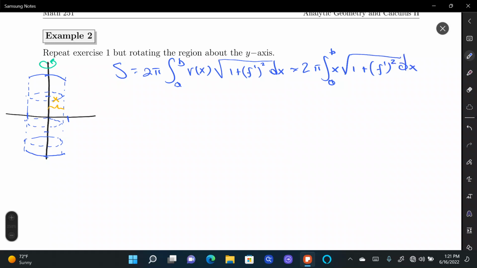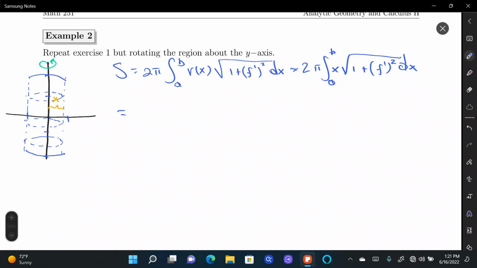In this case the question is, are we working with functions of x or with functions of y? Since we're repeating exercise 1, we're still keeping functions of x. So x is going to be x because that's a function of x. Things are going to change later when we express this x as a function of y. But not in this case.